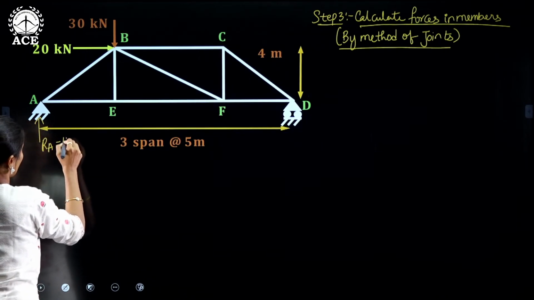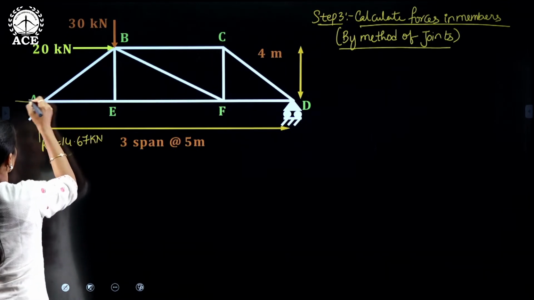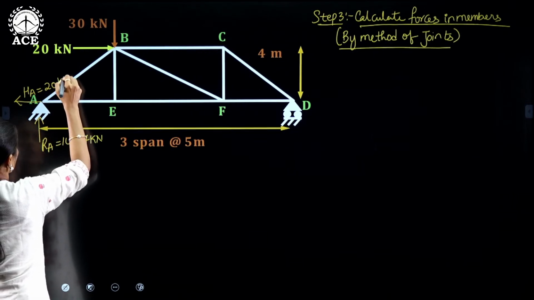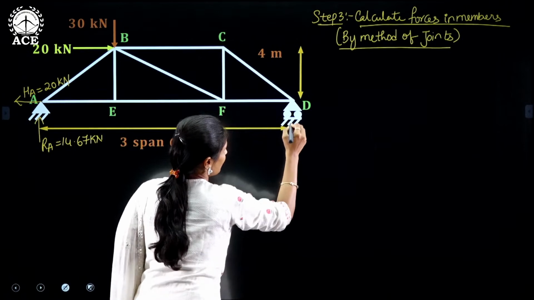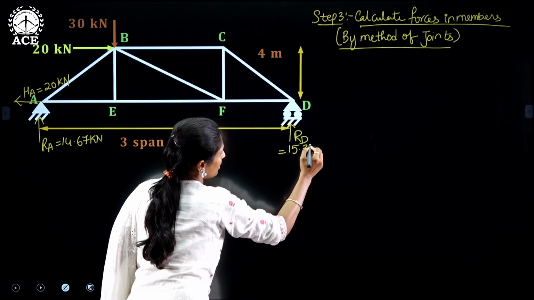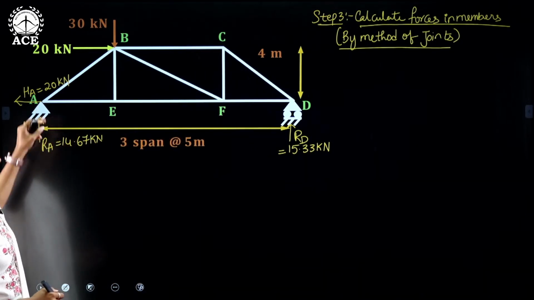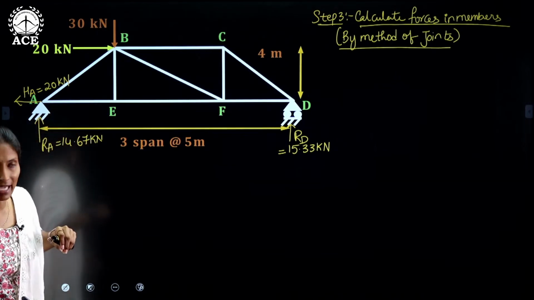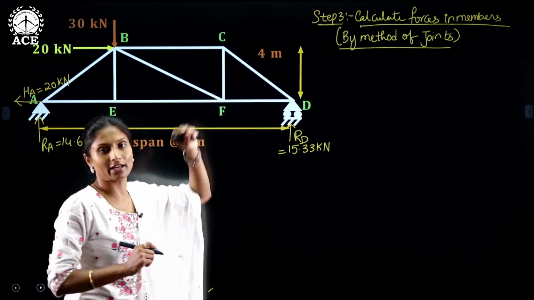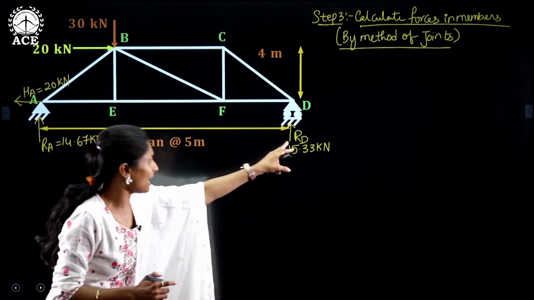Ra equals 14.67 kilonewtons, where Ha equals 20 kilonewtons and Rd equals 15.33 kilonewtons. Right? As there is a reaction acting here, the forces in the members AB and AE are not equal to 0. Similarly, at D also there are two members meeting at different lines, but still there is a reaction RD.